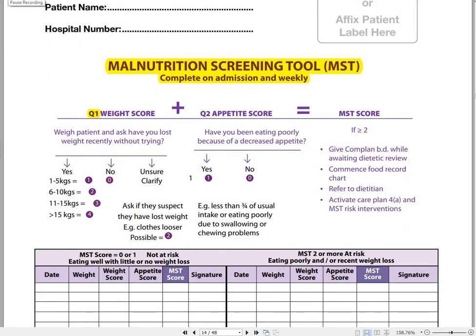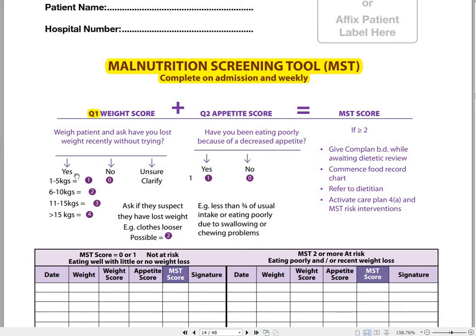This is the malnutrition screening tool. This needs to be completed on admission and weekly. So we have 2 questions that we ask our patients. We identify the patient's weight score. So question 1, weigh the patient and ask, have you lost weight recently without trying?